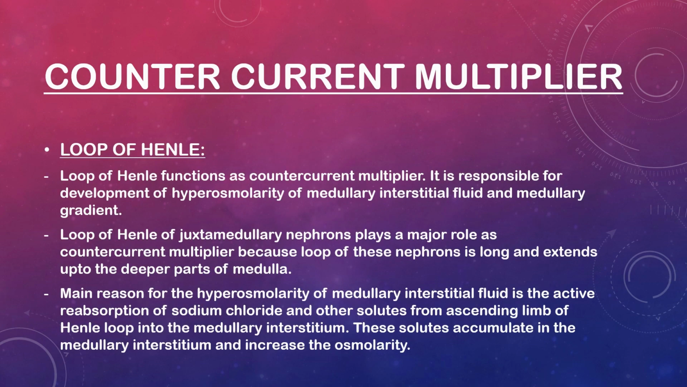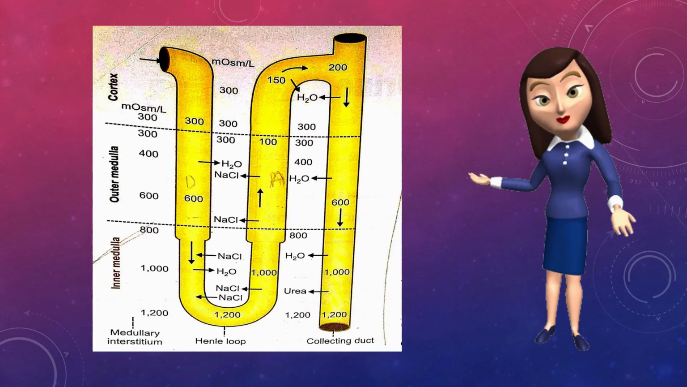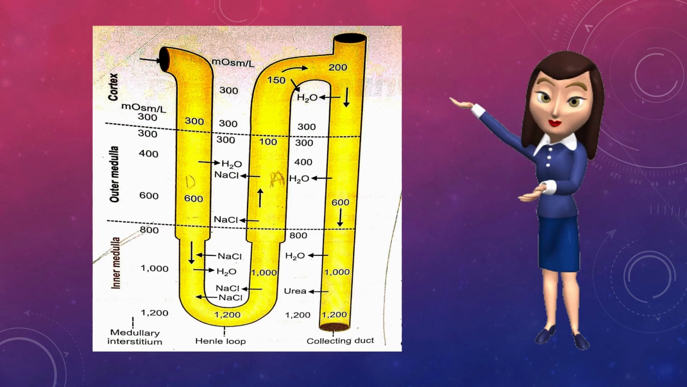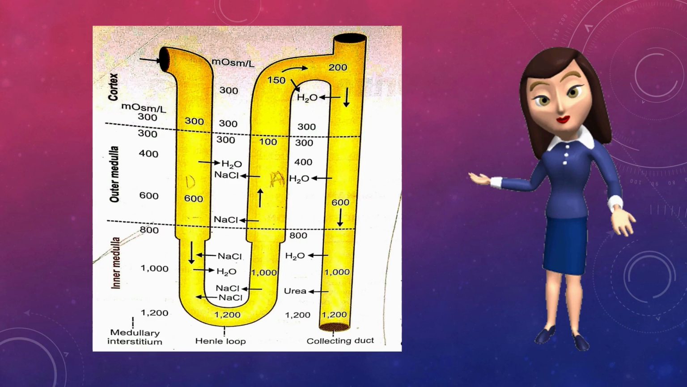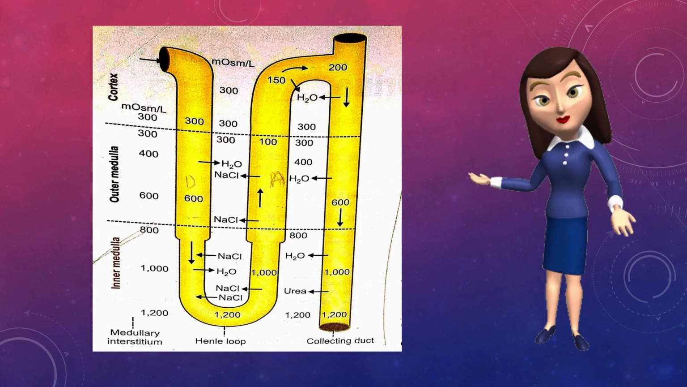Firstly, the countercurrent multiplier. In countercurrent multiplier, Henle's loop plays a major role. Let me show you the diagram. So the loop of Henle functions as the countercurrent multiplier. It is responsible for development of the hyperosmolarity of the medullary interstitial fluid and the medullary gradient.